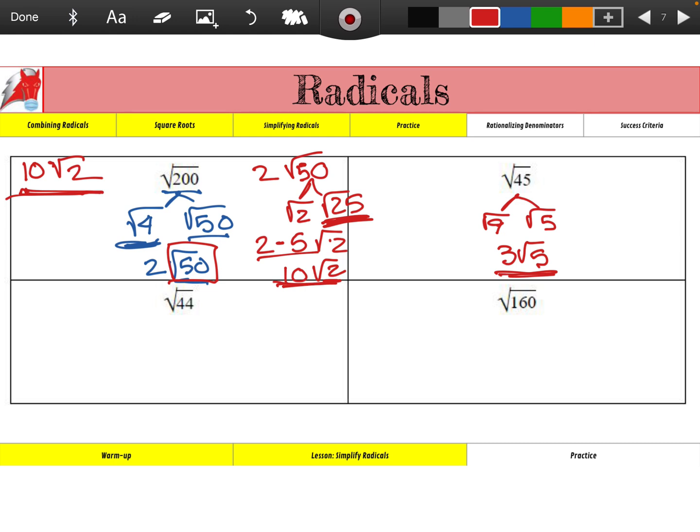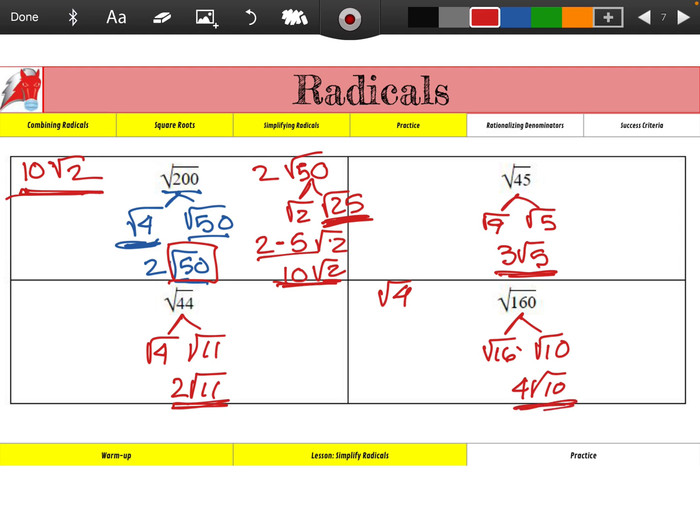Give it another shot. Try these next two. Hit pause, try it out. We get, right, perfect square, root 4 is 2, and I still have this root 11. Same thing with this one. Biggest perfect square I can pull out is 16. Okay, you might have done root 4, but then you'd have to see that you could still do more. Okay, root 10, root 16 is 4, root 10. Woo! Simplified radical. All right.